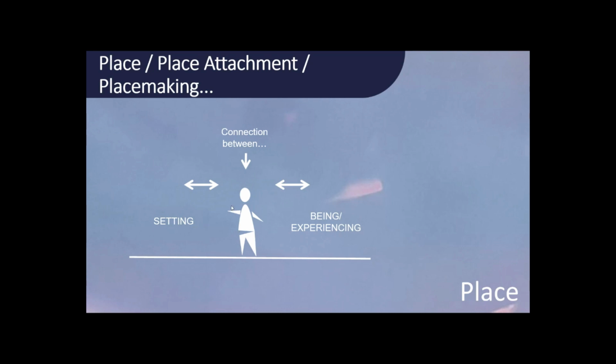So just briefly, place in the literature, and this is me simplifying it greatly, is a connection between you or people and a setting itself. So when we boil it down, it's some connection. It can be positive or it can be negative as well. But it is a connection between you and that setting itself.